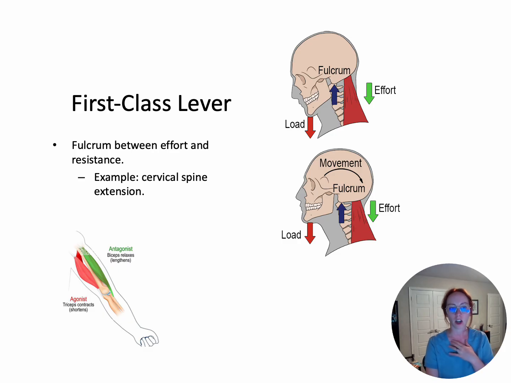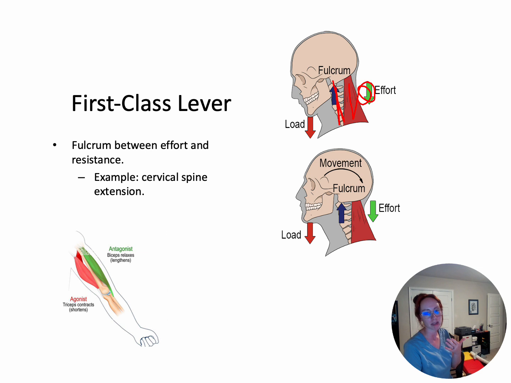A good example here is cervical spine extension. Starting off with your head downward and then having to extend your neck upward. You have your fulcrum, that joint axis, being your cervical spine. The load is going to be your chin as you're going down and then back up. And then the effort making this happen is going to be your muscles along your cervical neck area.